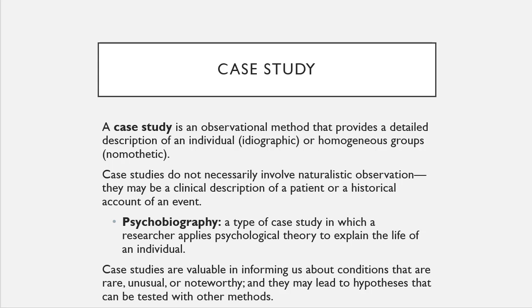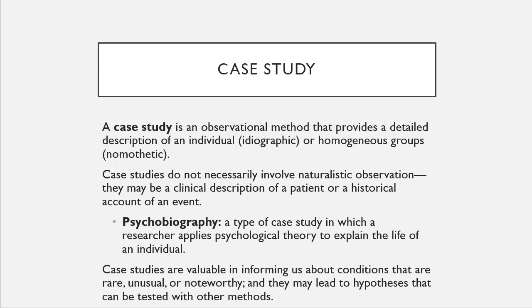And we want to know if there is a preference or a difference in how people who are ambidextrous go through the world. Well, we could do that using a nomothetic case study by following around a group of ambidextrous people. So case studies don't always have to involve naturalistic observations. There can be a clinical approach to it. There can even be a historical account of an event that we look at from a case study. You can look at cases that have happened in the past.